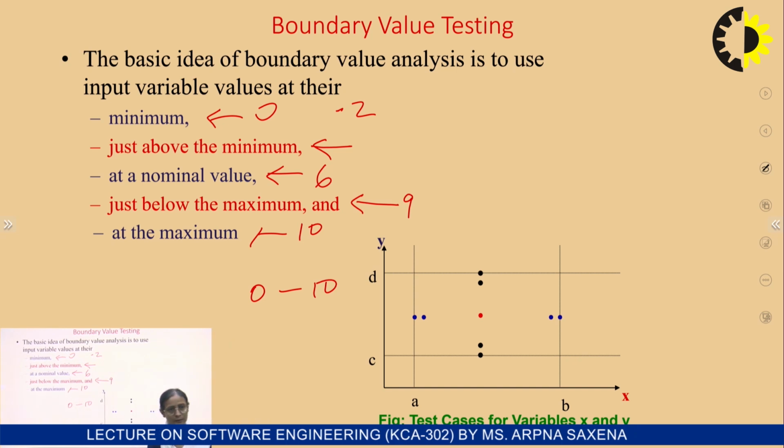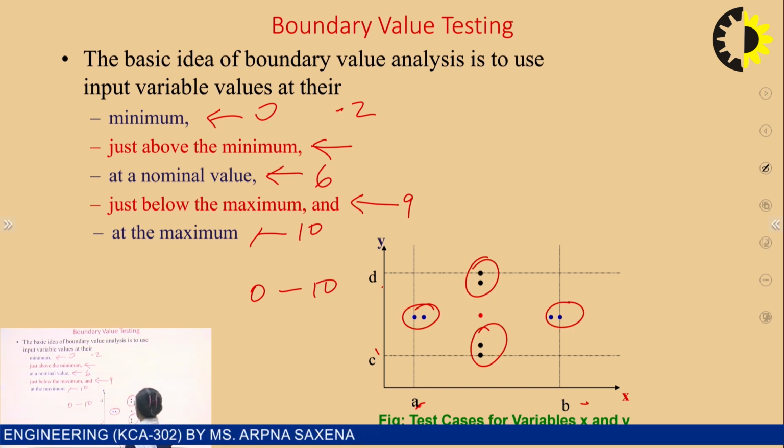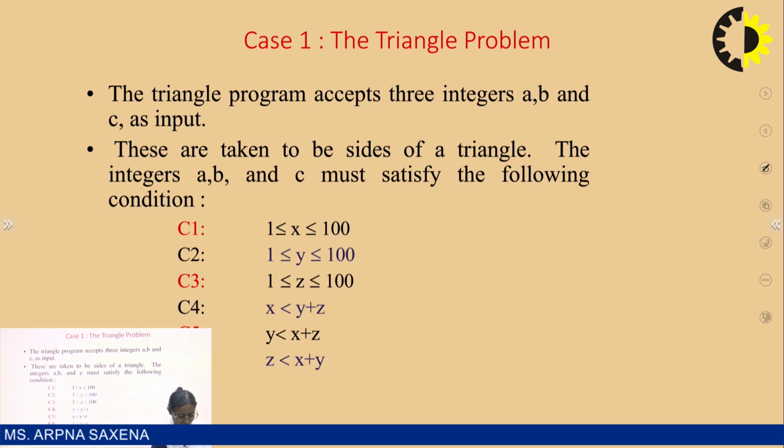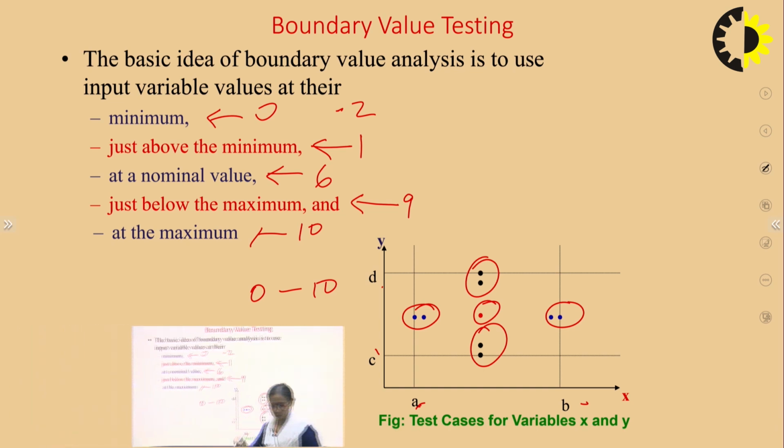So, if you look here, the boundary values I am having are A, B, C and D, and here my test cases are being generated. Just above the minimum, it is going to be my 1 value.